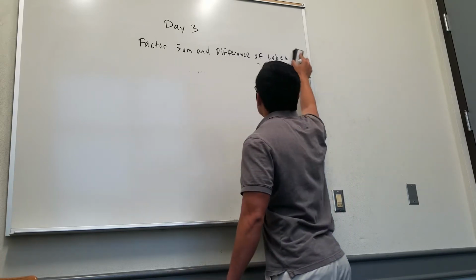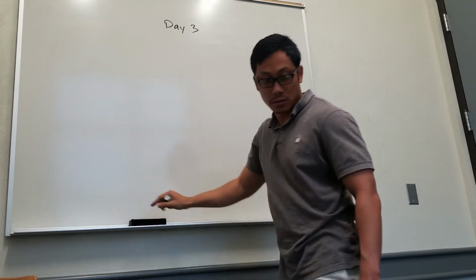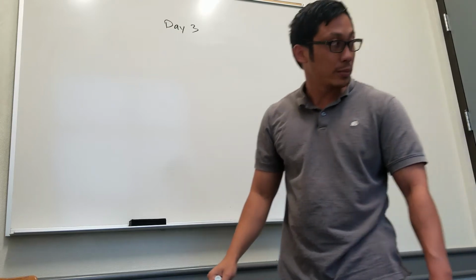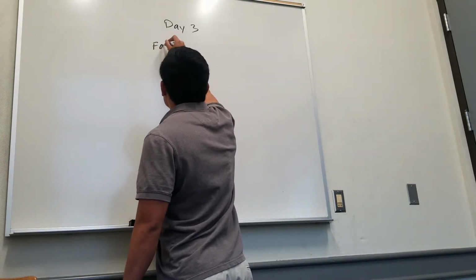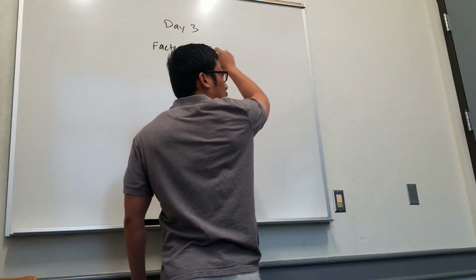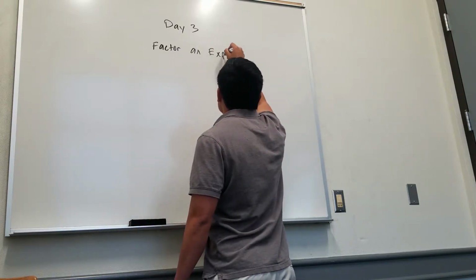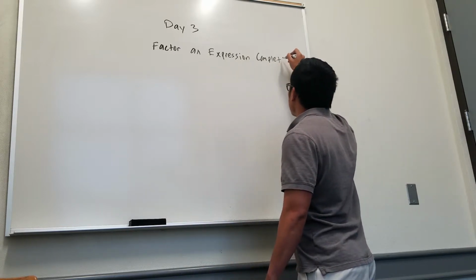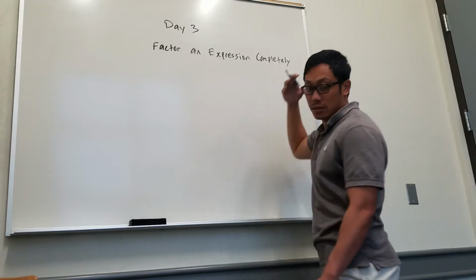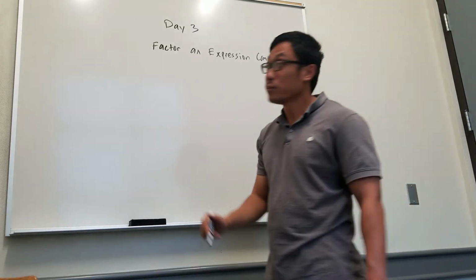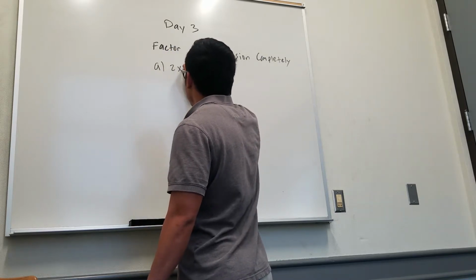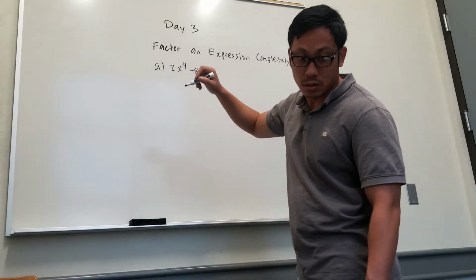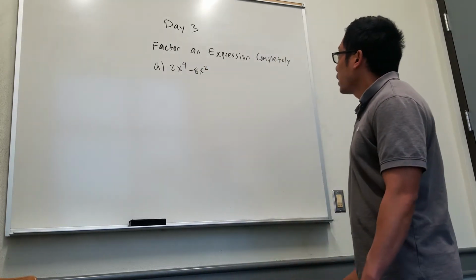Okay, so we're moving on. All right, that's our cubes. So now we're doing factoring an expression completely. Okay, I got it. 2x to the 4 minus 8x squared. Let's see, factoring the expression quickly.